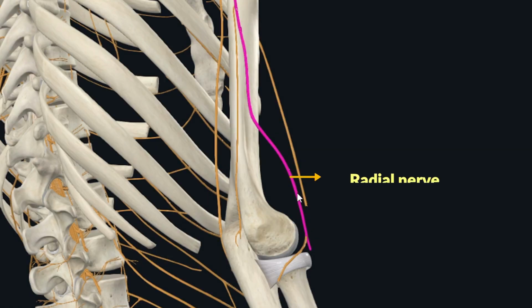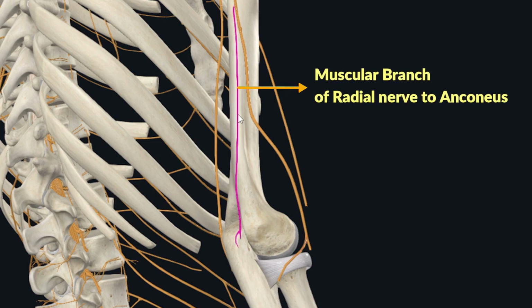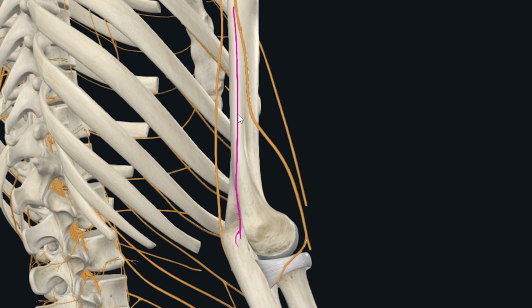Okay, so that's the radial nerve which gives off nerve branches to supply the muscles of posterior compartment of forearm. The radial nerve gives off two nerve branches. The first nerve branch is this nerve, which is the deep branch of radial nerve, and it supplies all of the muscles of posterior forearm except the anconeus muscle. And the second nerve branch given off by the radial nerve is this nerve, which is the muscular branch of the radial nerve to the anconeus muscle. This nerve branch is supplying the anconeus muscle and it arises off the radial nerve just in the middle of arm, as you can see.